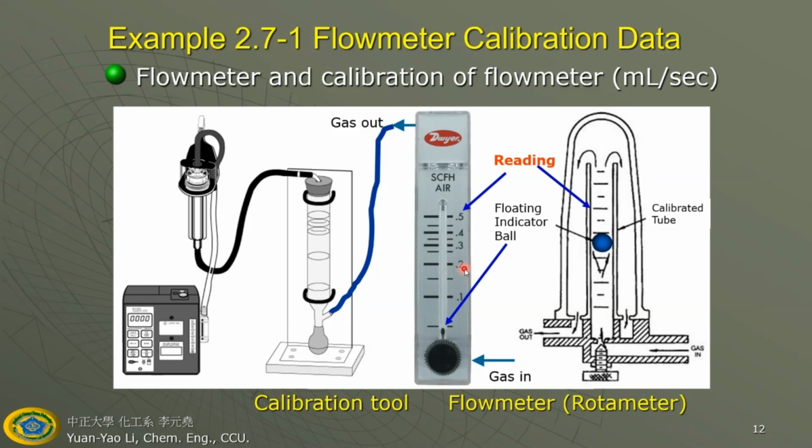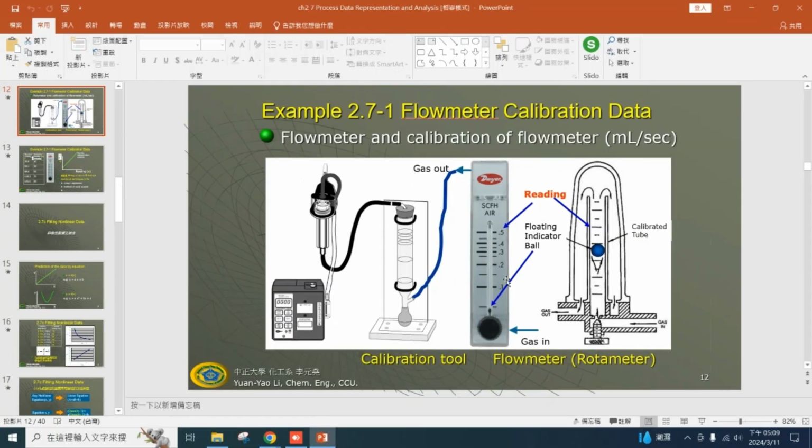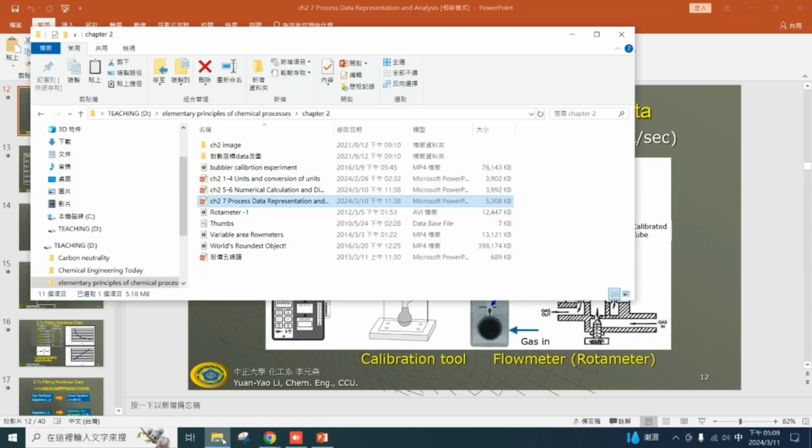So I will have many points. I will collect 10 points, because when I change the regulator, I get a different speed, so the speed of the bubble will be different. So I can get 10 data points, right? Let me show you a video. I asked my student to make this video.